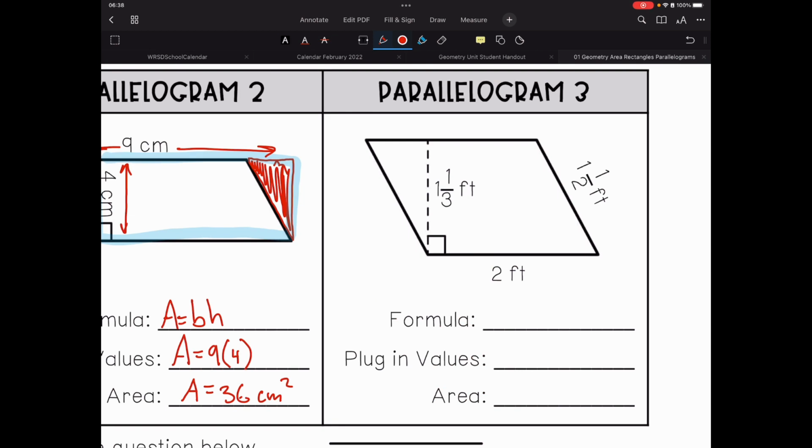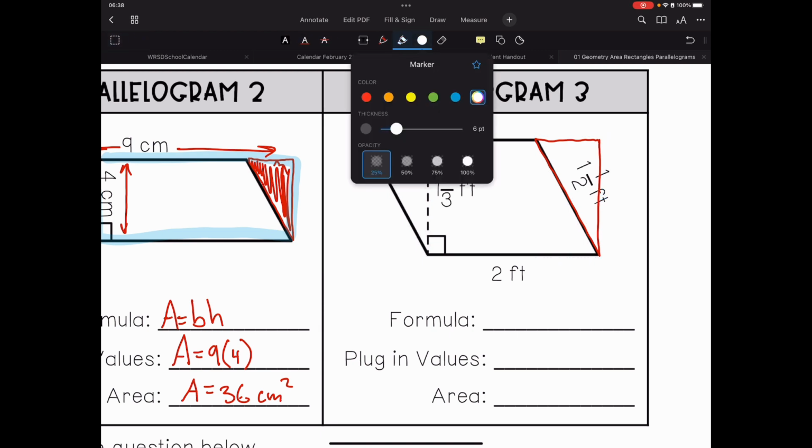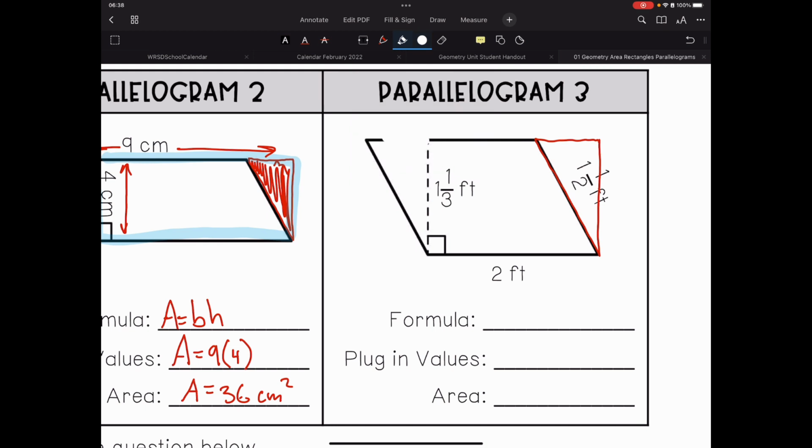Since the area of a parallelogram is so similar to finding the area of a rectangle, we'll just do one more to make sure that we're on the right track. So again, if I was to just cut this off and move it over, you can see that I've now made a rectangle out of this. There's my rectangle. And we would multiply the base times the height. So here's my base, here's my height.